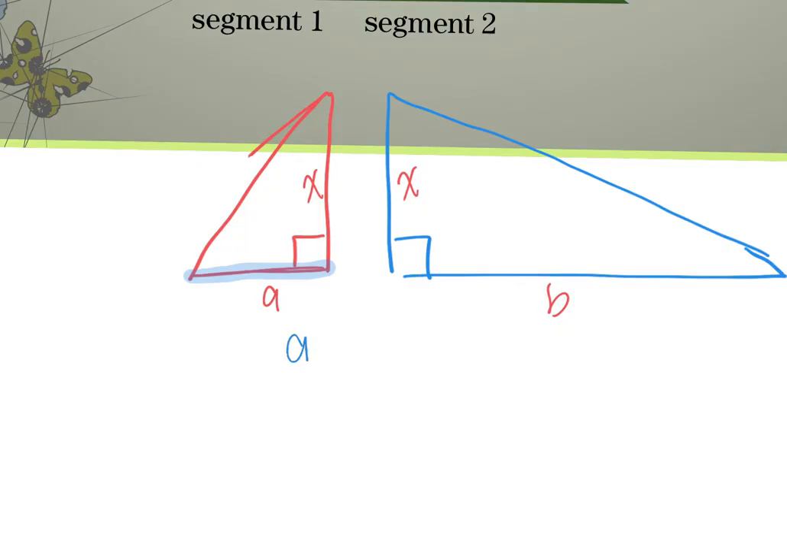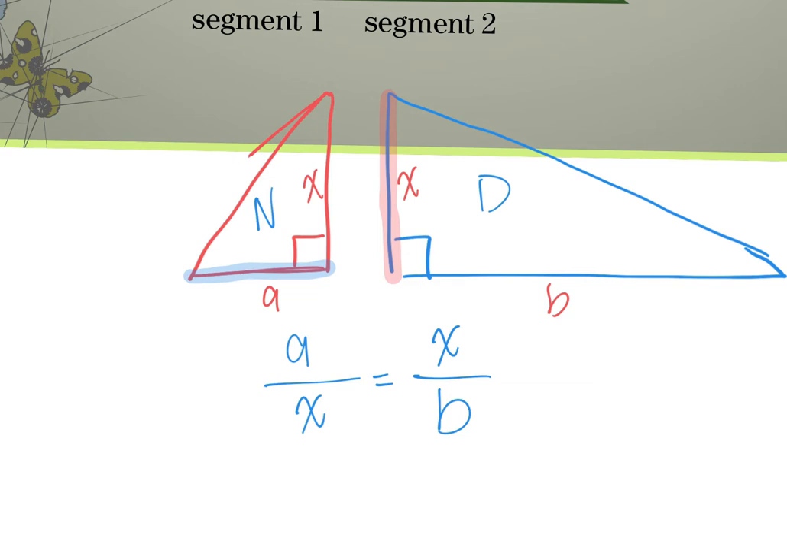We're going to put A over the shorter leg from the blue triangle. So we'll make this our numerator, and this will be our denominator. What's the shorter leg in the blue triangle? X. So A over X equals shorter leg over shorter leg, and that's going to be the same as X in our red triangle over, what's the larger leg in the blue one? B.